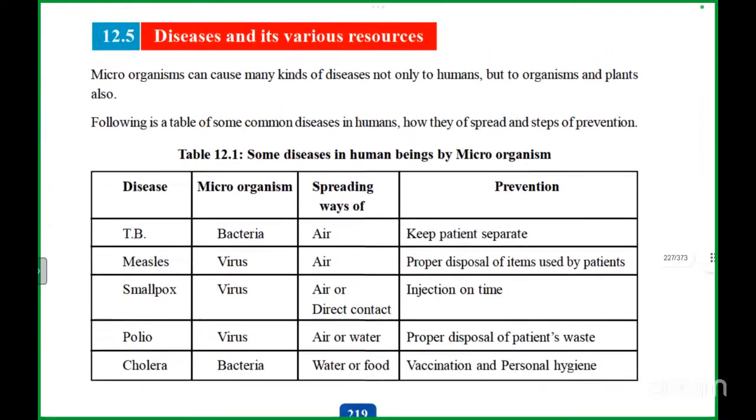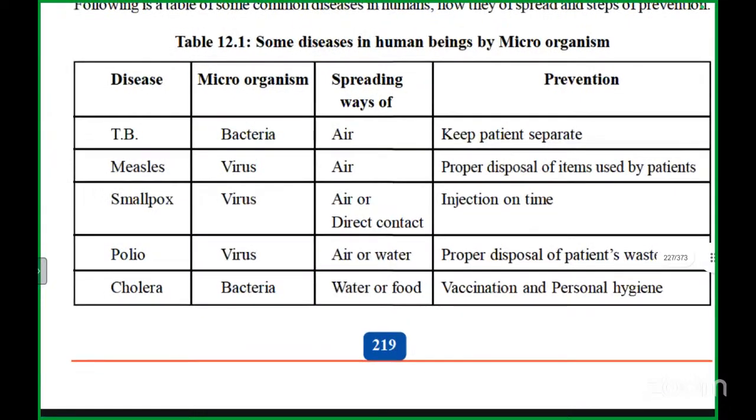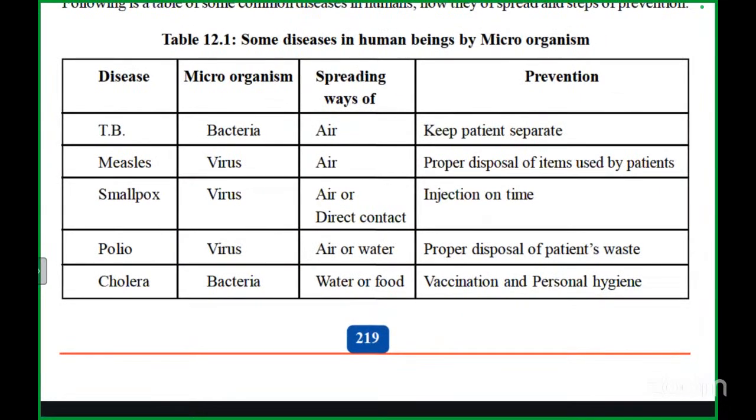Now, TB means tuberculosis. Tuberculosis is caused by bacteria and it spreads through air. Prevention is to keep the patient separate, in isolation. Measles is caused by a virus, and the way of spreading is also air. Prevention is proper disposal of items used by patients, so that it does not infect somebody else.